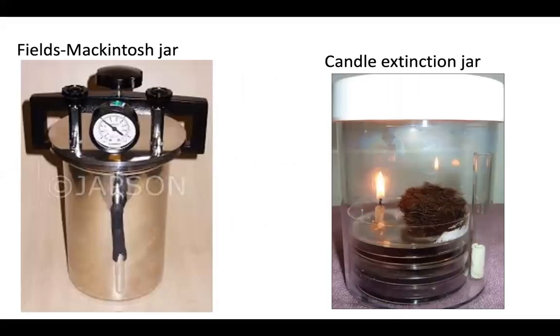These are diagrams showing a Fields Macintosh jar. During your practicals, you're going to be told the different parts of the Fields Macintosh jar and how anaerobiosis is achieved using the jar. We have the candle extinction jar, simply a jar and a candle, in cases where you do not have the carbon dioxide incubator.